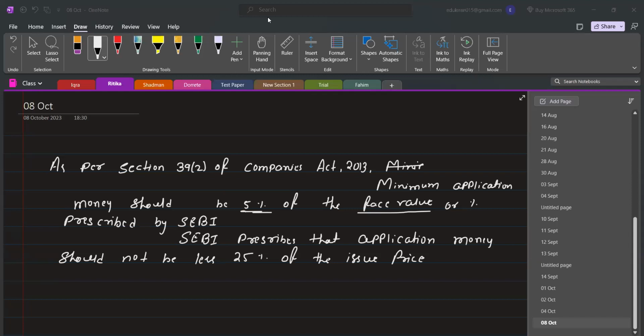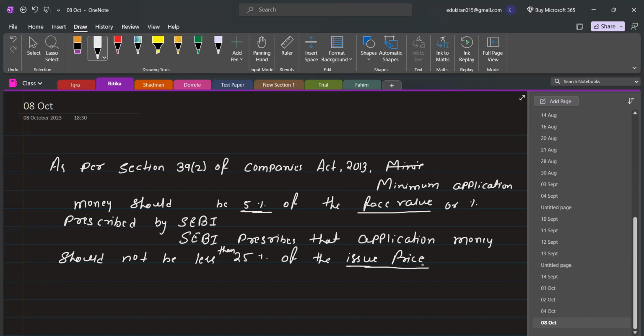Yes, there is one more condition, the percentage prescribed by SEBI, and SEBI has prescribed that application money should not be less than 25% of the issue price. Here it is said issue price, which means if the face value is 100 and the share is issued at 120, then we have to take 25% of 120. Okay. So this is our minimum application money.